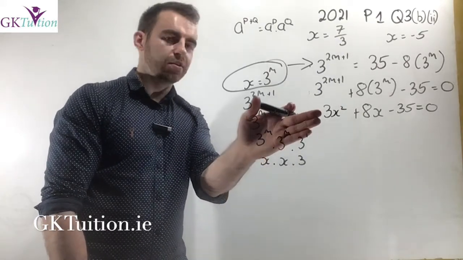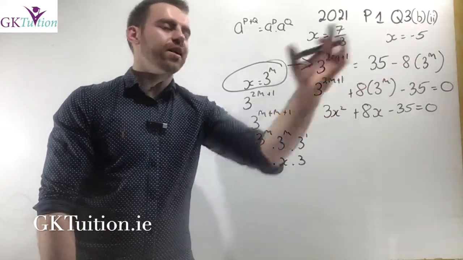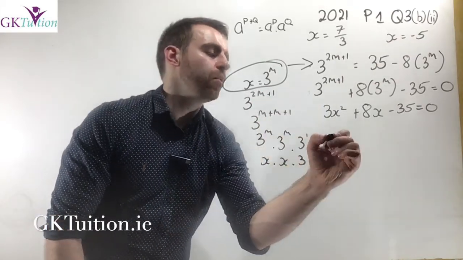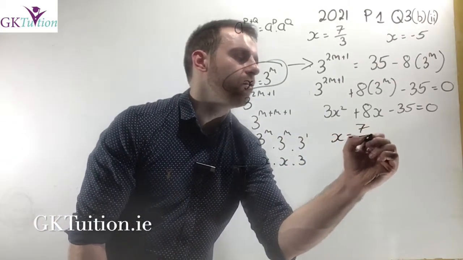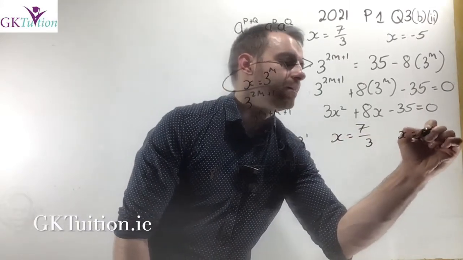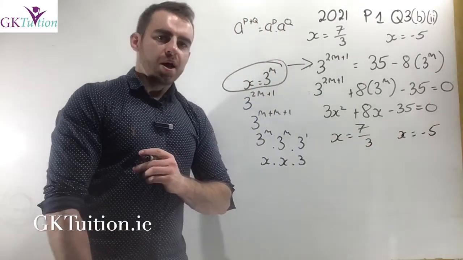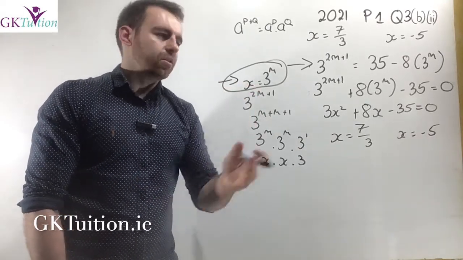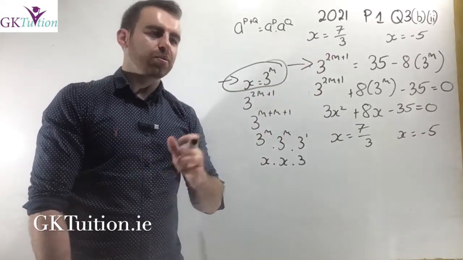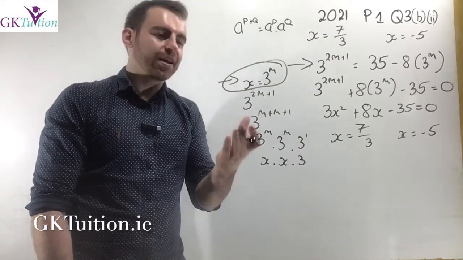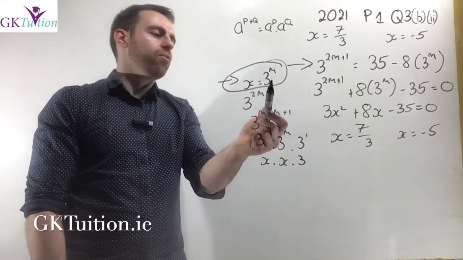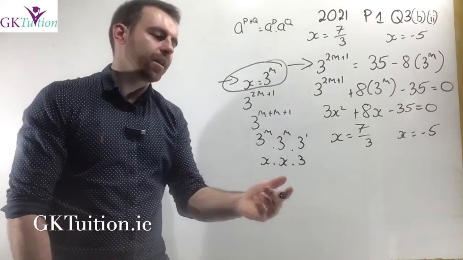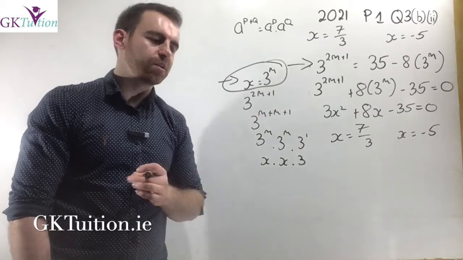Now, this looks identical to what I had in B part I. I know that if I solve this quadratic, my two answers are x is equal to 7 over 3 and x is equal to minus 5. But obviously, I made up x halfway through this part of the question. There's no x in the original question. So now I need to go back and figure out what x actually represents. Everywhere there was a 3 to the power of m, I subbed in an x. So I need to go back and substitute back in the 3 to the power of m.